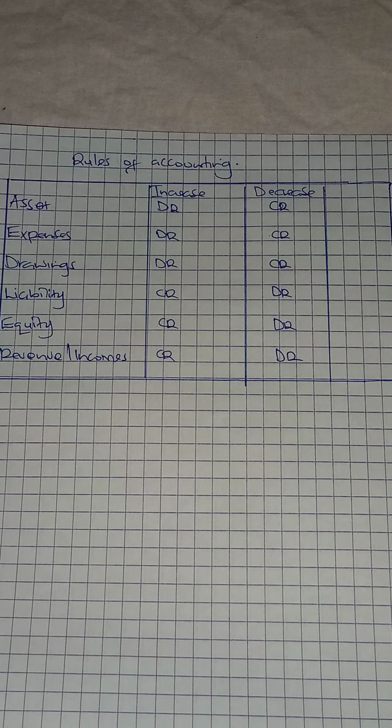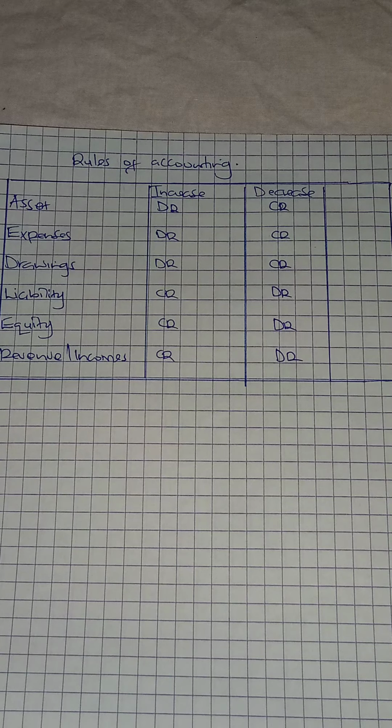So in this lesson, we are going to learn about how to pass journal entries. Before we move on to passing the journal entries, let's review the rules of accounting. These are the particular rules when it comes to debiting and crediting. If you have not watched our previous video on classification of accounts, kindly watch it for you to be able to understand what we are doing here.